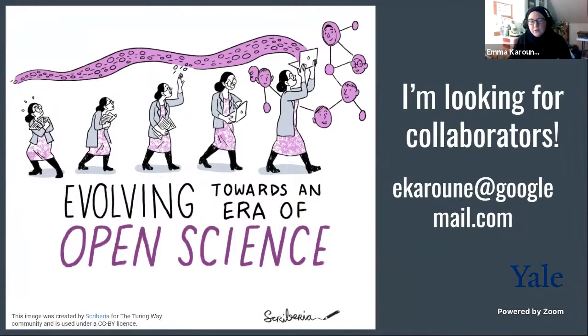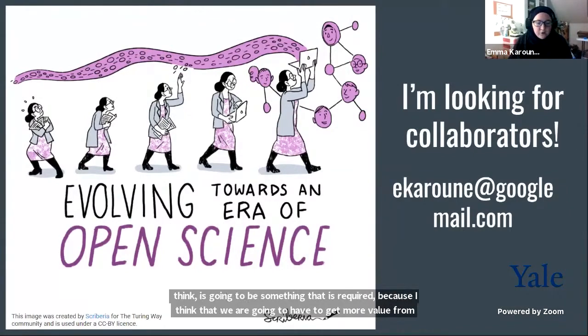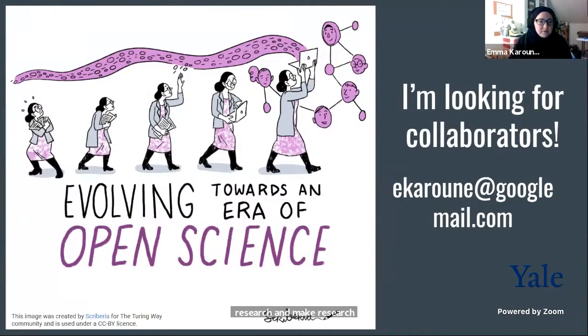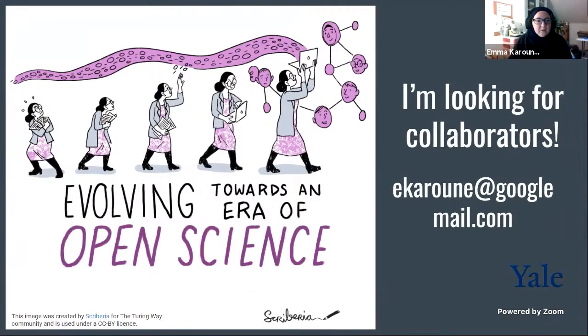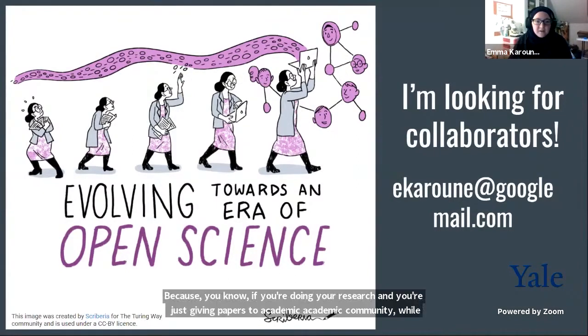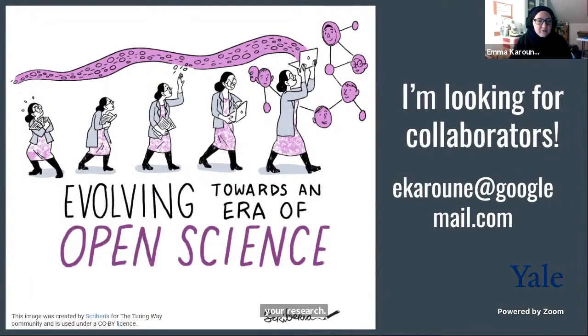Because if you're doing your research and you're just giving papers to the academic community, you're missing out on a whole bunch of other people that you could be telling your research to, or who could be using your research. So I think we need to be thinking a lot more widely with our research outputs and planning for that. Like you were saying about citizen science, that's something we could be planning in all of our projects, influencing the next generation of scientists.